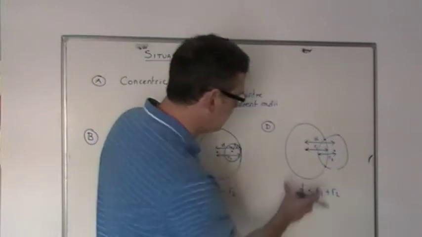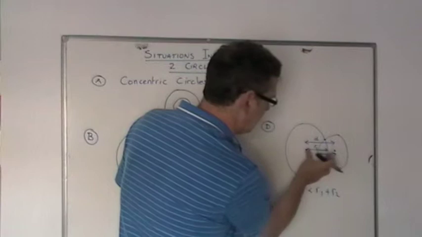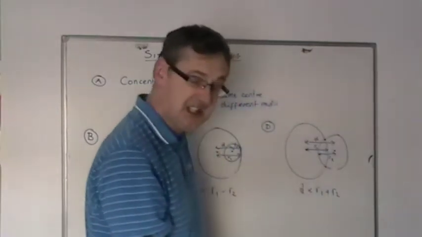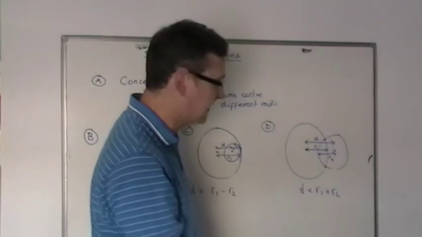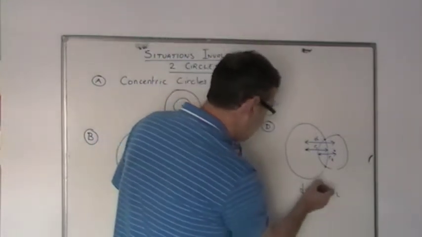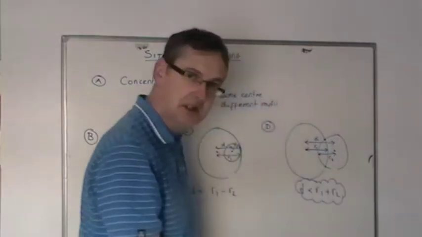As you can see, because the two circles are overlapping, the R1 and the R2 overlap, and that gives us the D value. So D is always going to be less than R1 plus R2 added together. So there is a very simple test to see if two circles intersect at two distinct points.